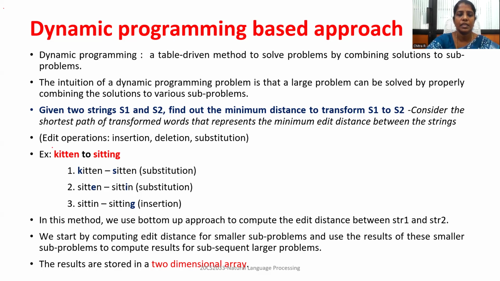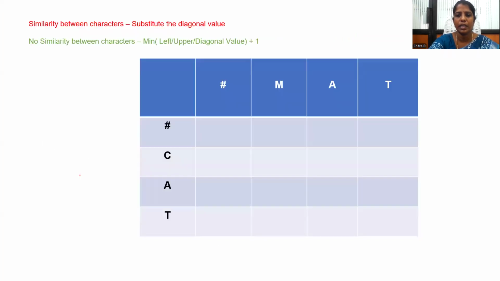For example, consider kitten to sitten. Now we need to substitute S instead of K. So only one operation is required. That is the substitution operation. Then what is the minimum edit distance here? 1. Based on that, we will calculate. It can be calculated in an easier manner.